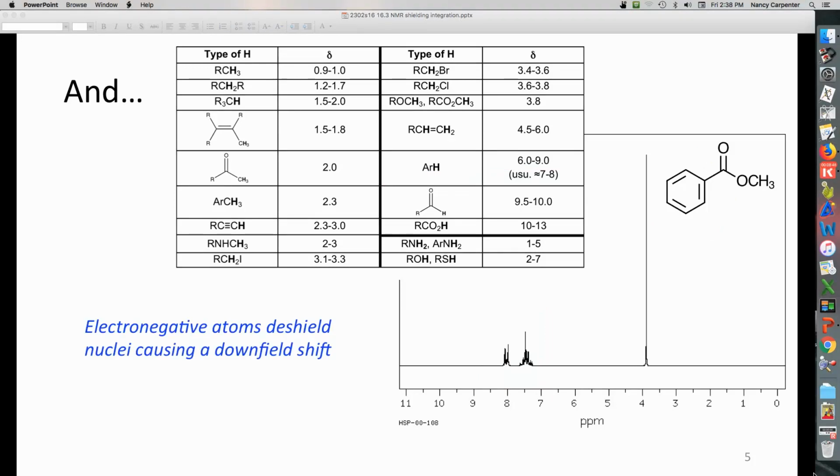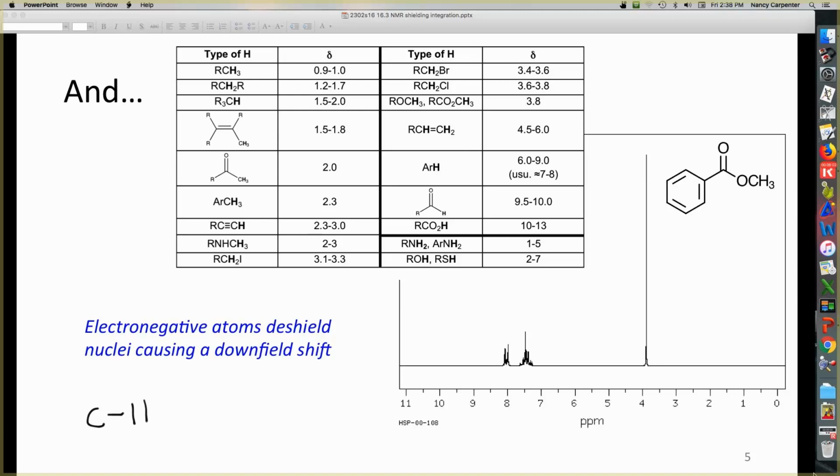All right, so electronegativity moves that coating of electron density around, de-shielding the adjacent nuclei and causing a downfield shift. The more electronegative, the greater the shift. The more electronegative atoms, similarly, the greater downfield shift. So in other words, if I have this versus this, well, this guy is going to be a lot further downfield than this guy with just one chlorine on that carbon.